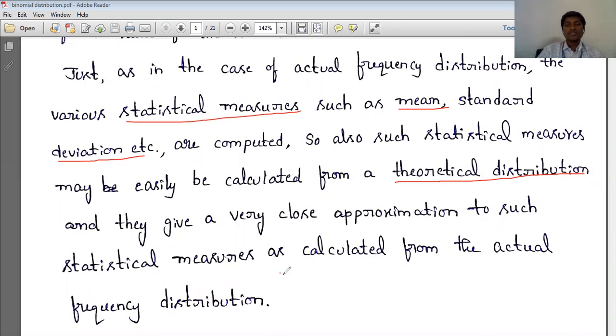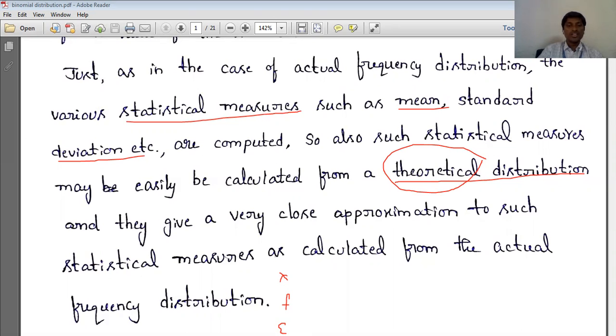Suppose we know x, and they also give the frequencies. These we call the observed frequencies. It means what they give, and we are going to calculate expected frequencies by using these probability distributions. By using probability distributions we are calculating expected frequencies, and we can easily get these expected frequencies.